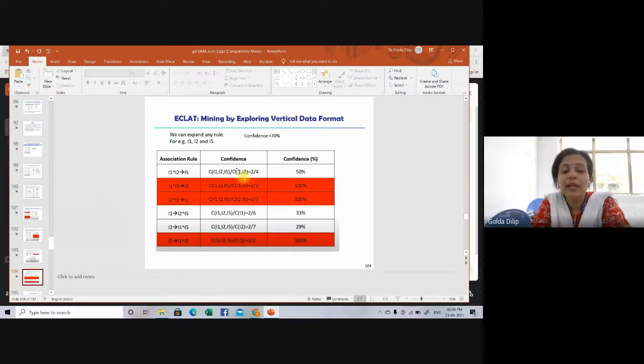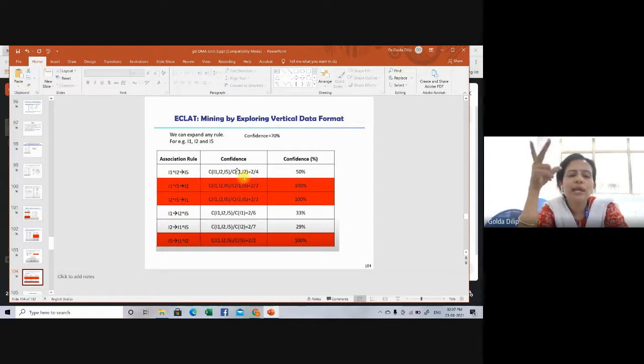The possibility that the customers are buying two things together. For example, if it's biscuit and chocolate, the possibility that the customer is buying the two things together. How do you compute the confidence? Confidence of A implies B is the support count of A union B divided by the support count of A. I hope you remember, we had discussed in the first class. Or you can say frequency of A comma B divided by the frequency of A. All these formulas we had discussed.